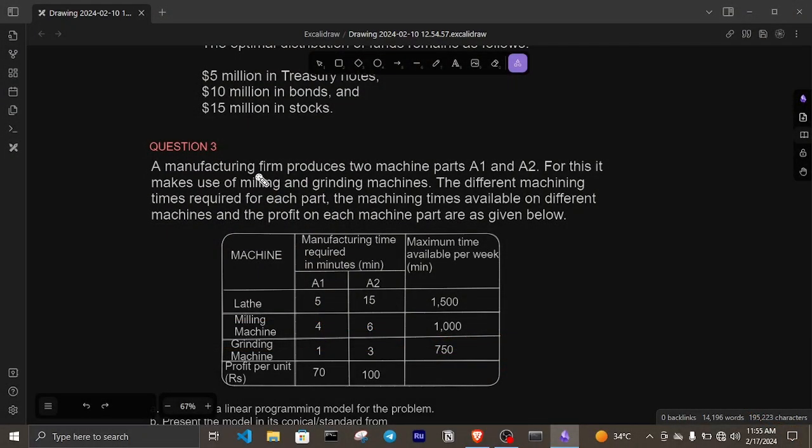A manufacturing firm produces two machine parts, A1 and A2. For this, it makes use of milling and grinding machines. The different machining times required for each part, the machining times available on different machines, and the profit on each machine part are as given below.